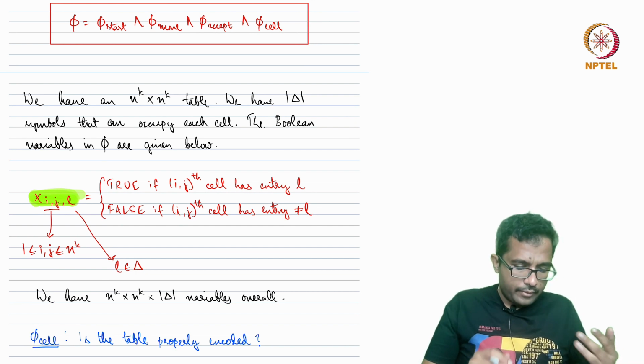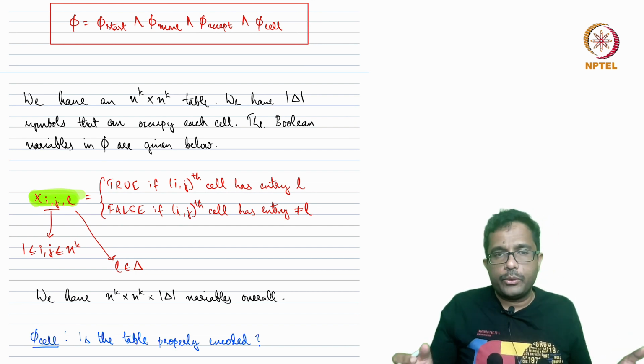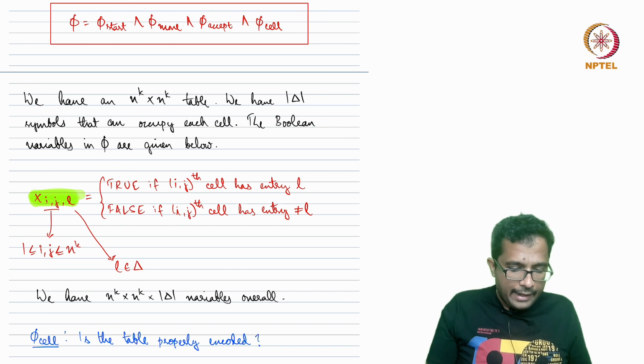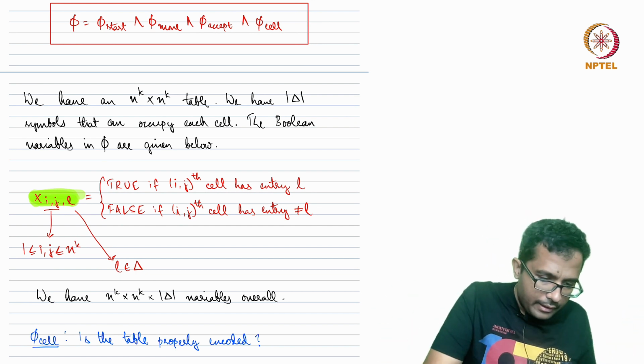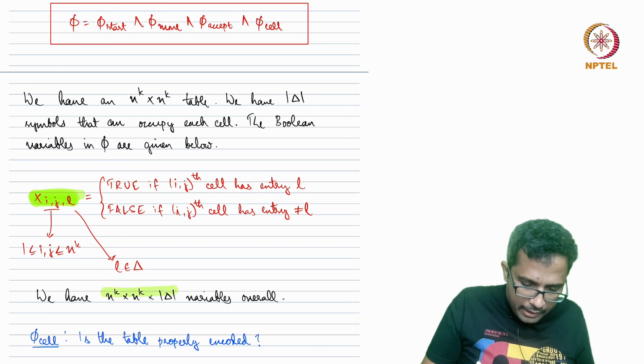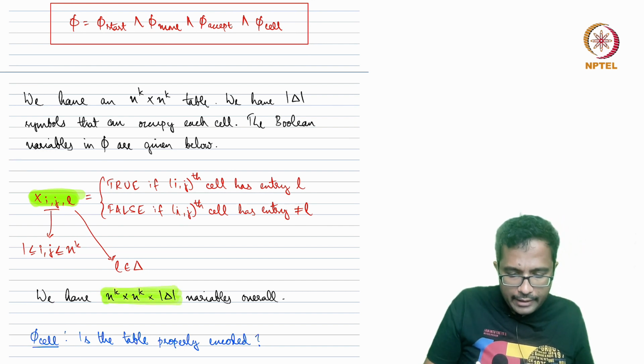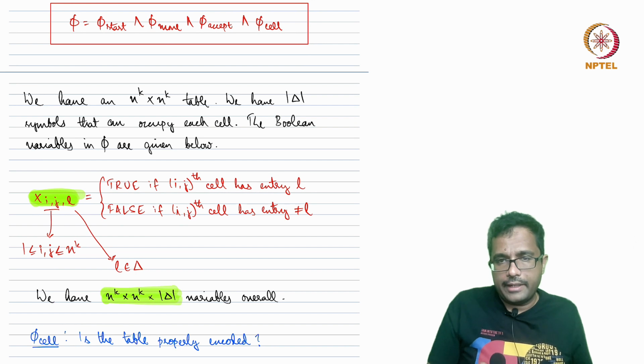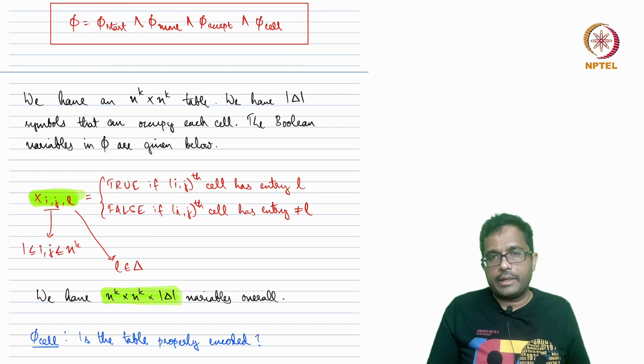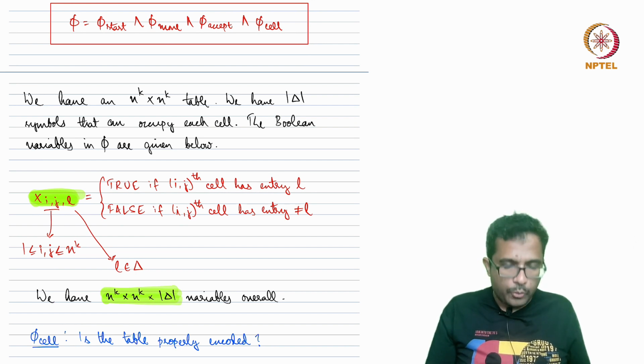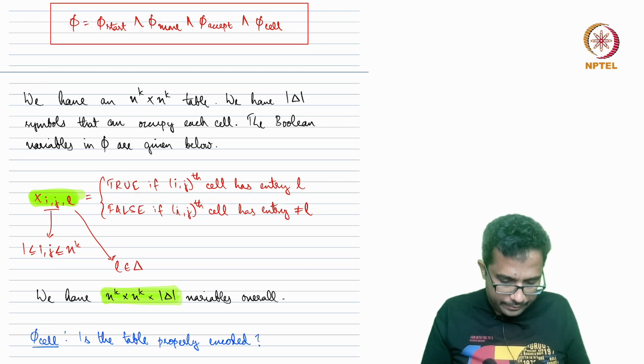So i and j range from 1 to n power k, and L takes delta possible values. So we have n power k multiplied by n power k multiplied by delta possible Boolean variables. That many variables is what we have.